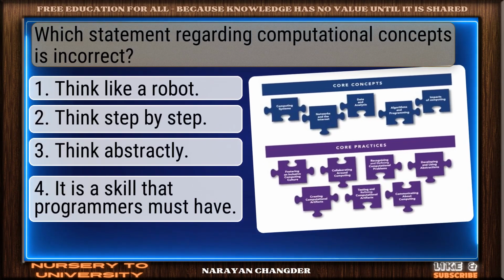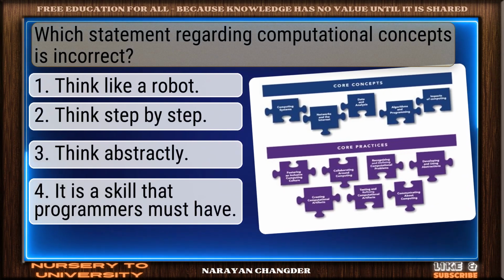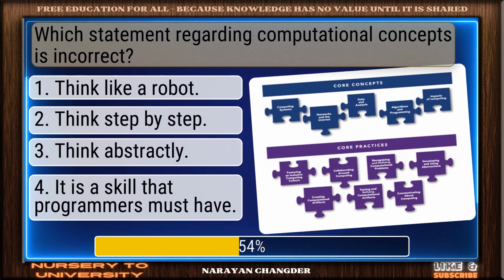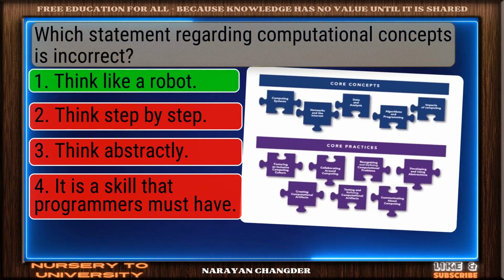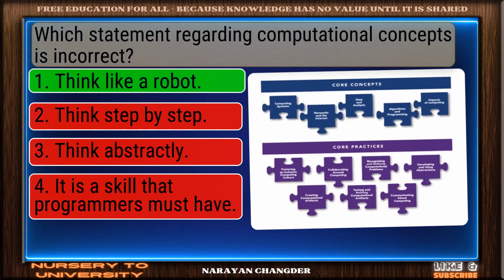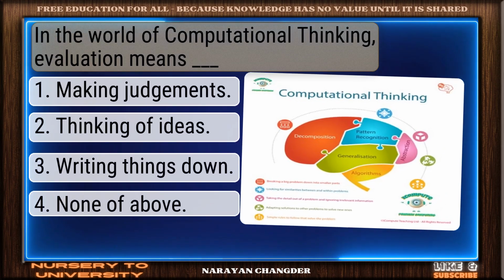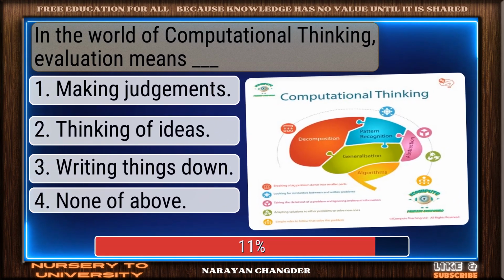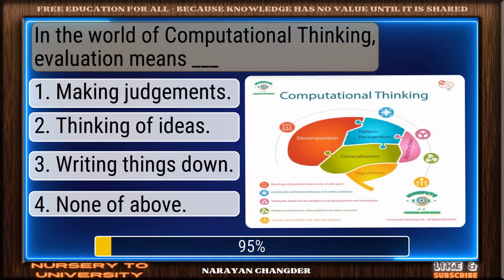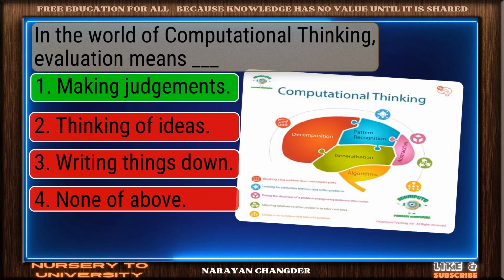Question number 17. Which statement regarding computational concepts is incorrect? Exactly. Think like a robot makes sense, and it is right choice. Question number 18. In the world of computational thinking, evaluation means dash. Smart move. Making judgments is an accurate answer.